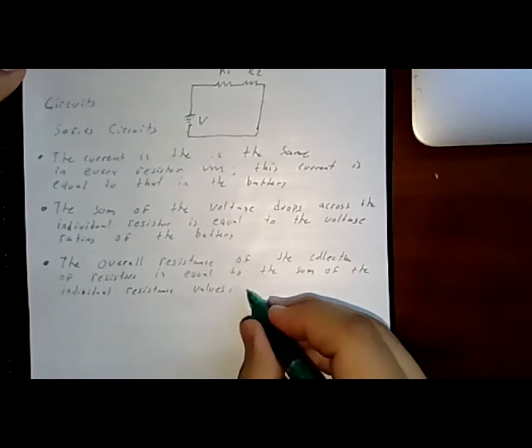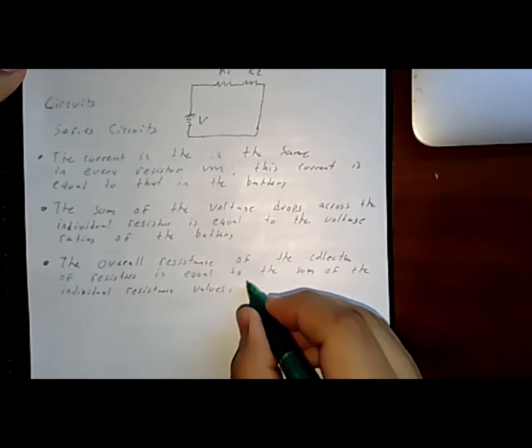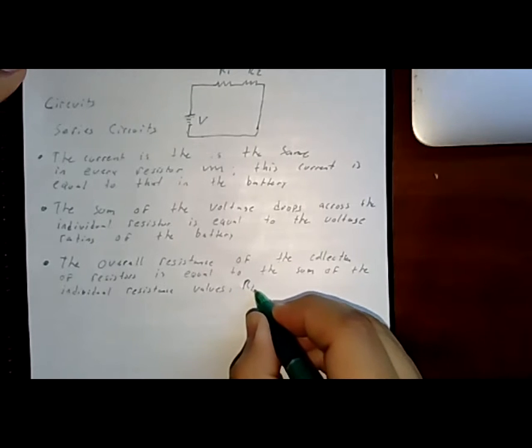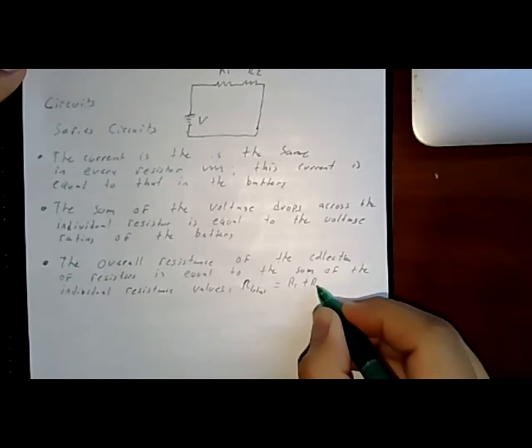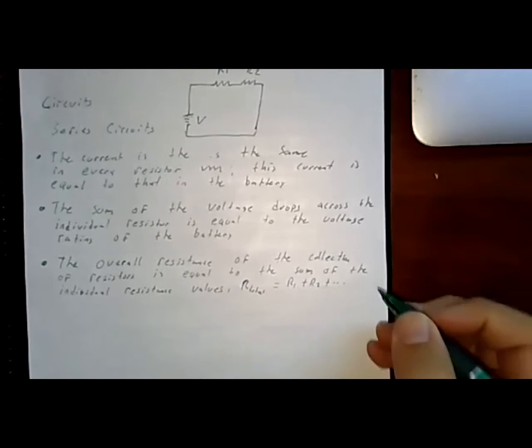So here's the formula for that. The R total, resistance total, is equal to R1 plus R2 plus all the way till the last one. So if they're in series, you just add them together. It's very easy. Okay. So these are the 3 things I need you to remember, or at least make a note of for series.